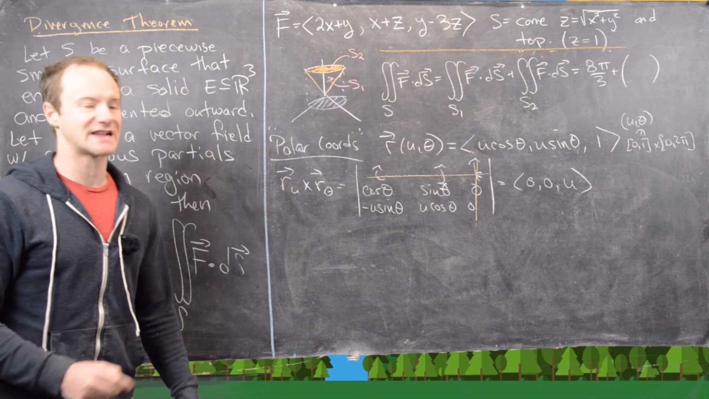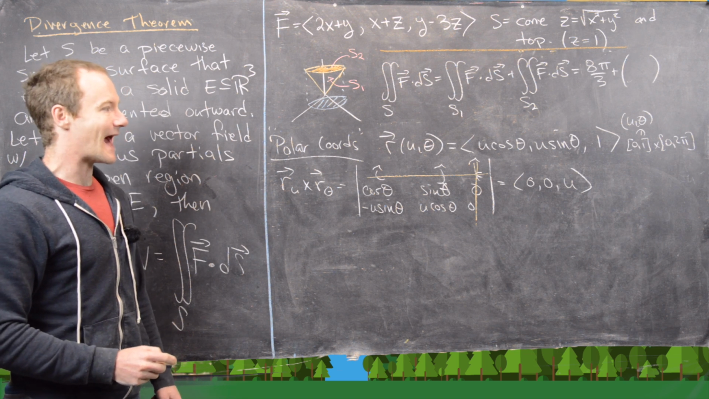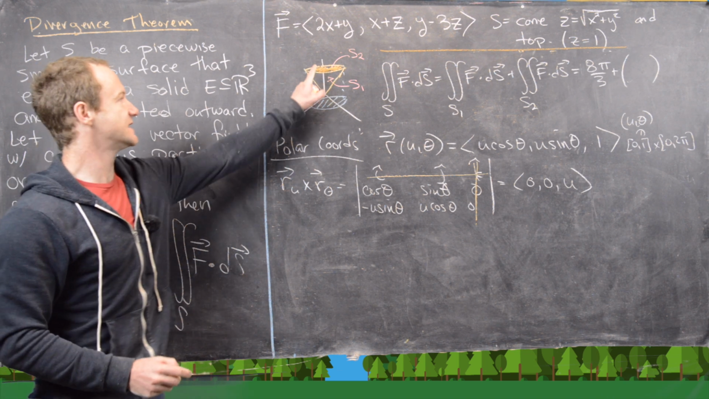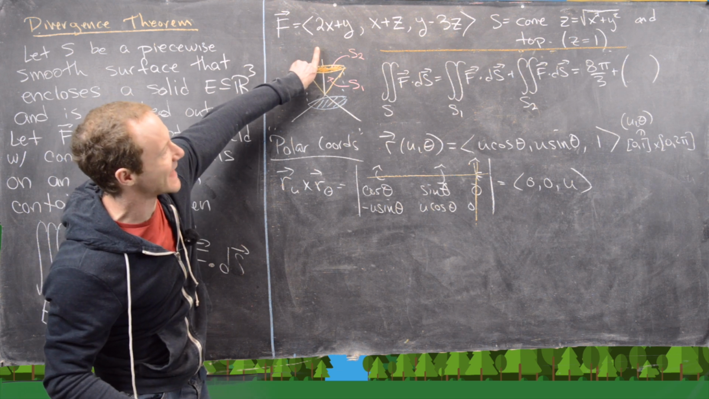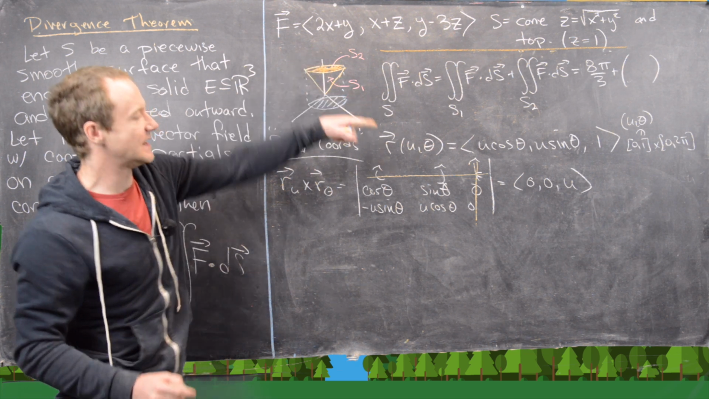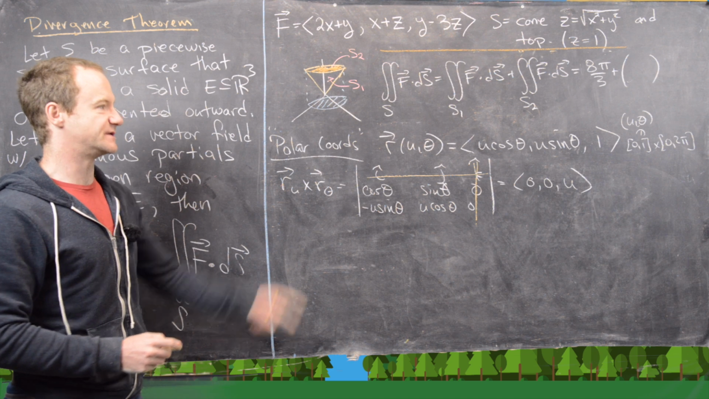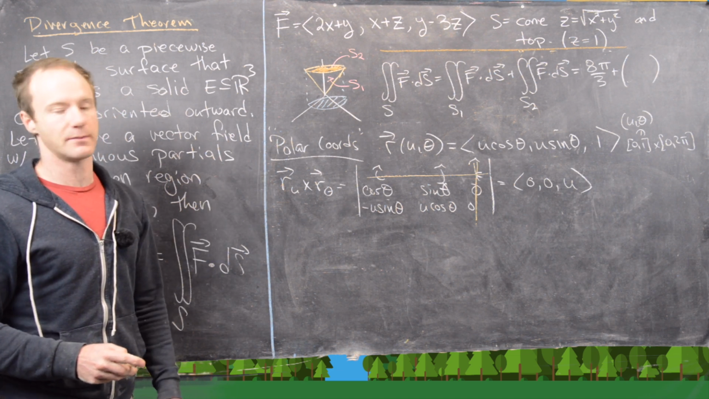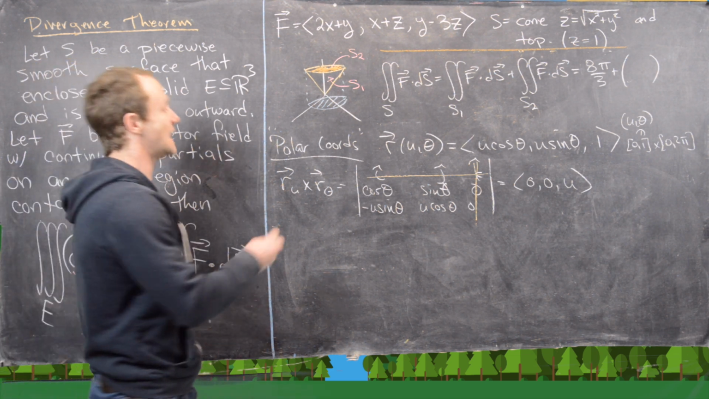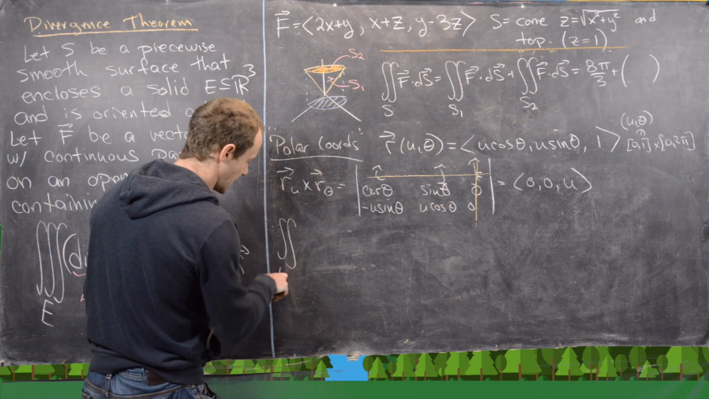Now we want to make sure that's pointing outward, but outward is upward in this case because we're on this flat part of the top. And yeah, that's pointing upwards because u is always between 0 and 1, so that's always pointing up. So we're good to go there. Now we can go ahead and apply our formula.